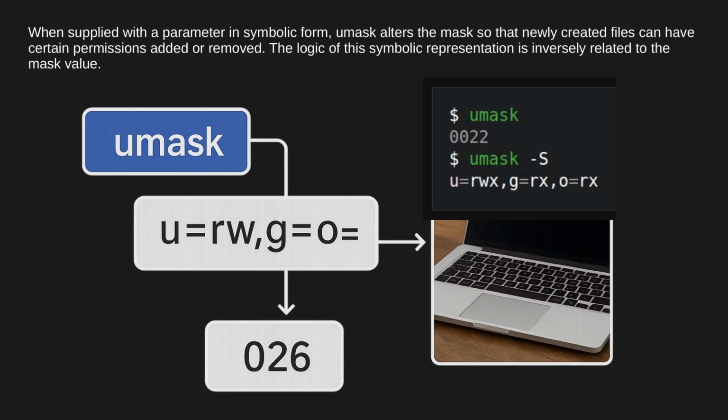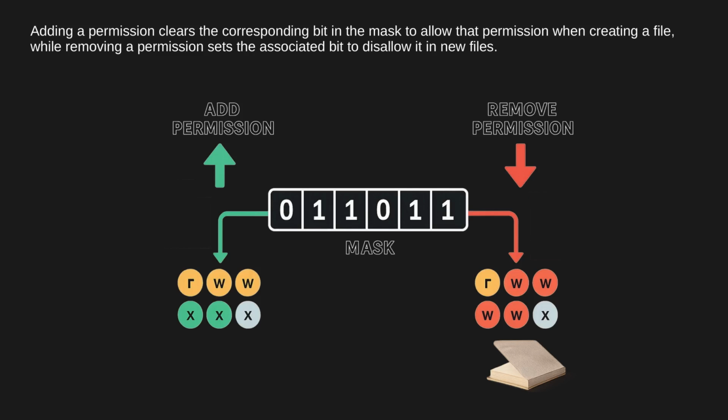When supplied with a parameter in symbolic form, umask alters the mask so that newly created files can have certain permissions added or removed. The logic of this symbolic representation is inversely related to the mask value. Adding a permission clears the corresponding bit in the mask to allow that permission when creating a file, while removing a permission sets the associated bit to disallow it in new files.